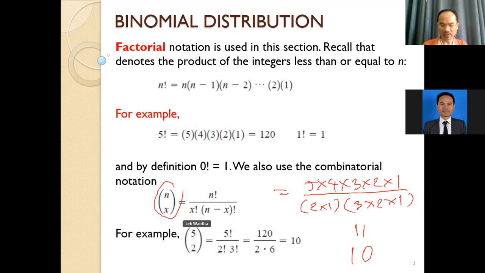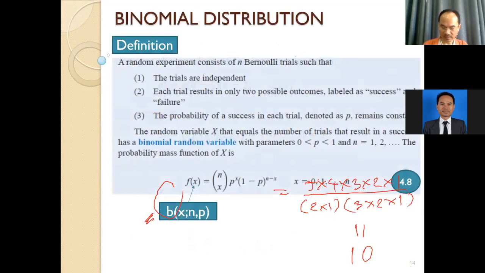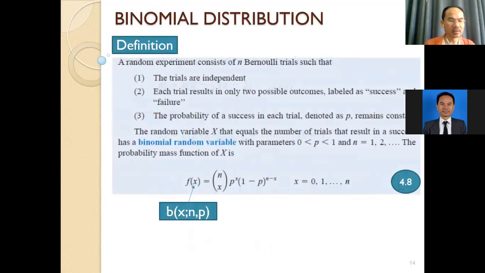This is the definition of factorial and of this notation. We can use this a lot for discrete distributions. Okay, we come back to the binomial distribution. We have 3 definitions. In this case, the trials are independent. We have 2 events or outcomes, success and fail, good and not good. The probability of success is denoted as P.